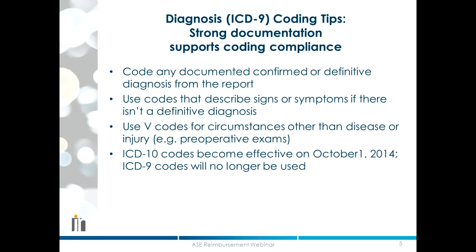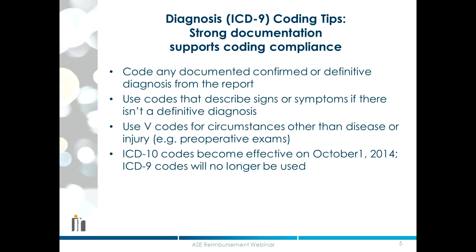If you cannot, if it's more or less that there are just certain observations being made, then select codes that describe the patient's signs or symptoms if there isn't a definitive diagnosis. So just keep in mind, if the report is definitive, that's what gets coded first. And if it's not definitive, report the signs and symptoms of the patient.